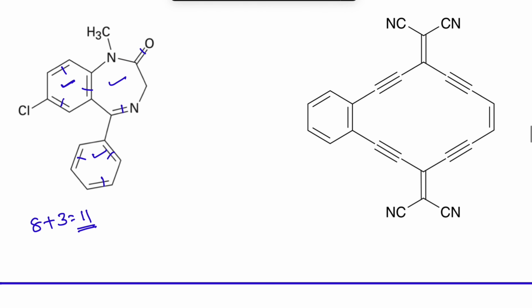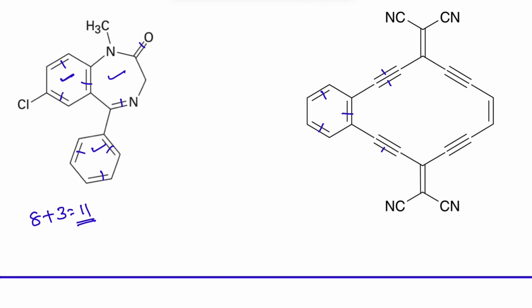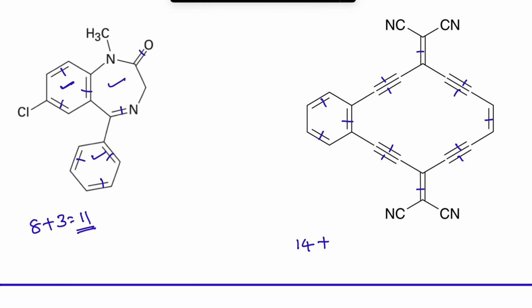Degree of unsaturation is 11. And the same logic, first I am finding the number of pi bonds: 1 2 3 4 5 6 7 8 9 10 11 12 13 14, these are visible pi bonds. Invisible, we have cyanide group. Each cyanide group has 2 pi bonds, be clear. So here 2 pi bonds, here 2 pi bonds, 2 pi bonds, 2 pi bonds.